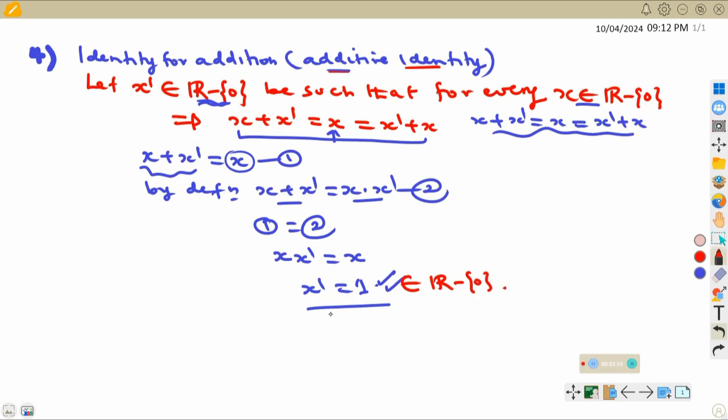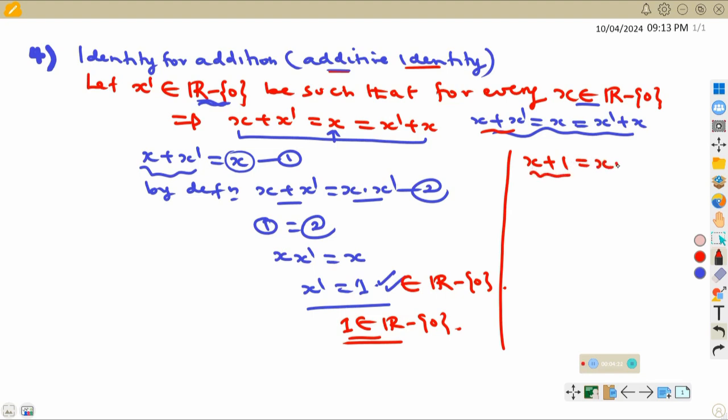So clearly, we can easily see that 1, which is an element of R minus 0, is the additive identity, and it exists. You can easily prove that: when you get x plus 1, does it give you x? By definition, x plus 1 is the same as x times 1, which is the same as x. And if you get 1 plus x, this is the same as 1 times x by definition, which means that 1 plus x is actually the same as x.